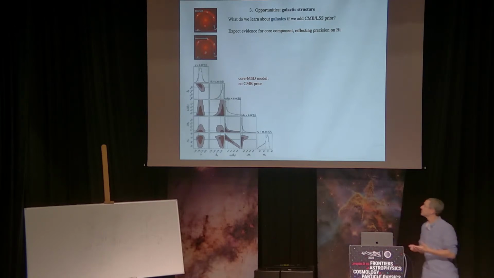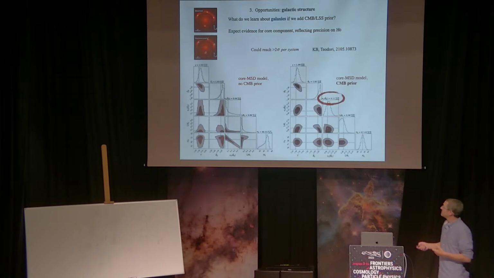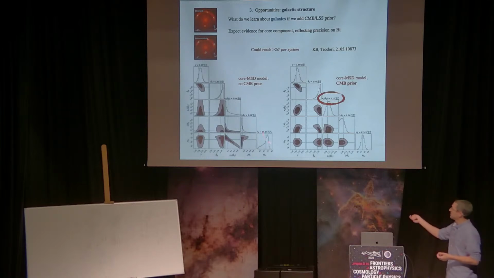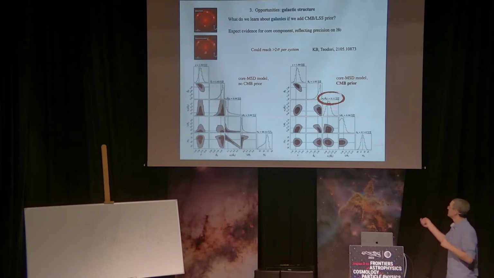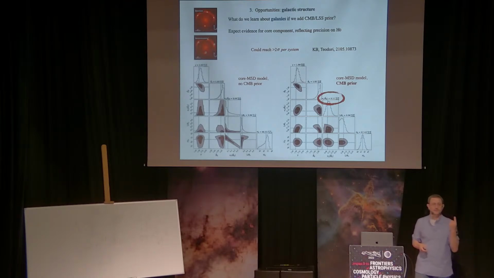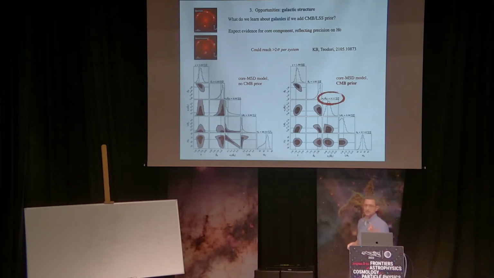Okay, that's part of the opportunity. And the answer you get by running these mocks is, without a prior, you reproduce what the collaboration did. In a sense, you get a measurement of H-naught with a very large error bar per system. But if you add a prior on H-naught, you basically obtain positive evidence for this core component, positive evidence for lambda. This evidence can be as large as 2 sigma per system, we think, with current CMB resolution.